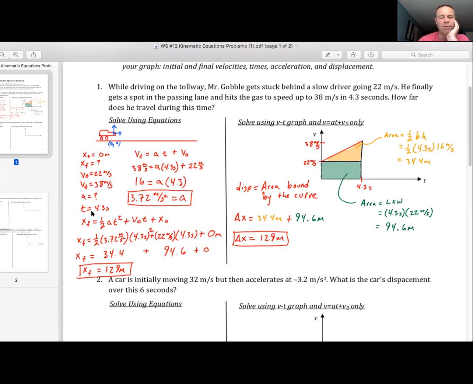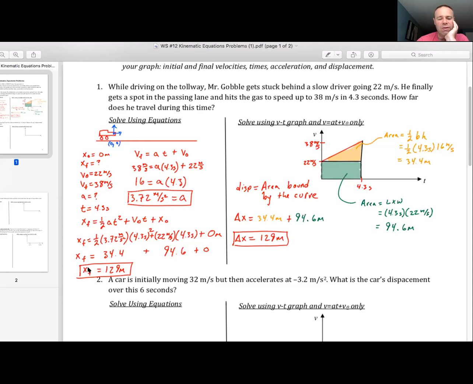Then we have to list our variables, and we need 4 of them before you pick an equation. Well, we see that Mr. Gobble's car starts at 0 because that's where we put it in the picture. We know he's initially going 22 meters per second. That's his initial velocity. We know he ends up going 38 meters per second to get past that car, and he does that in 4.3 seconds. We don't know anything about how far he travels or what his acceleration is.